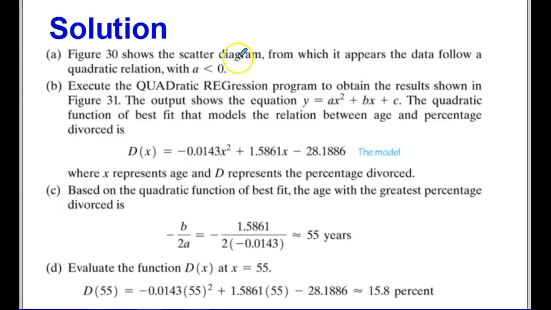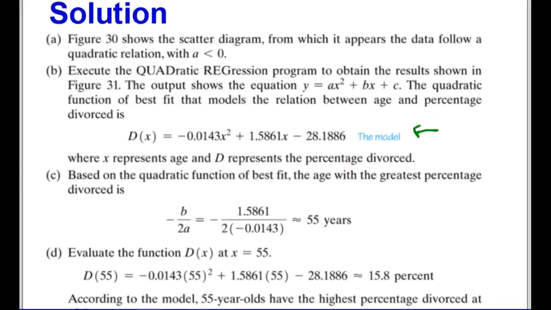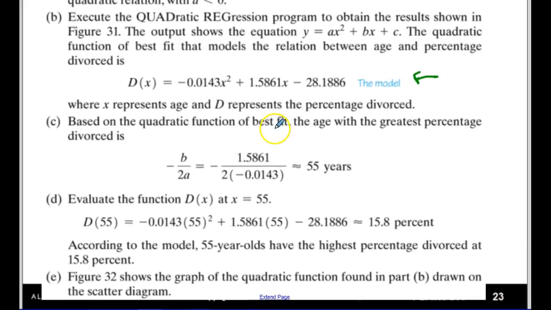Okay, so we looked at our scatter plot. We used our regression. It just looks a little different in Desmos and came up with our model. Okay, so we found the maximum. We can also do that mathematically. We clicked on the maximum point on the graph, but I can also use my negative b over 2a and plug in the values from my equation to find the age when there's the maximum divorce.